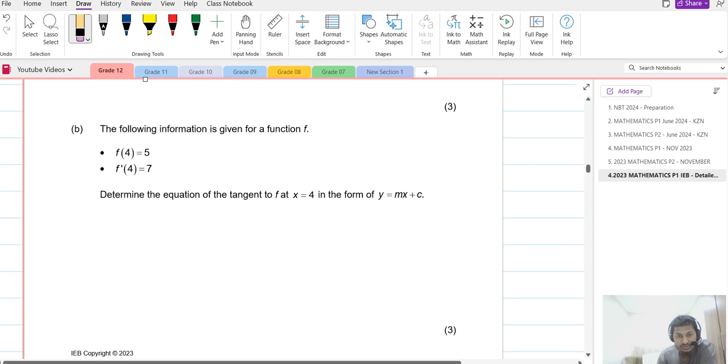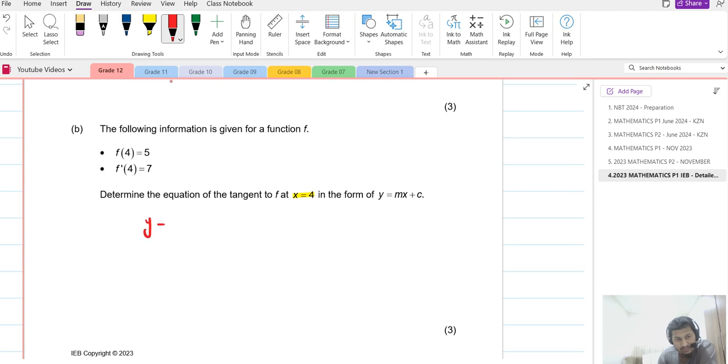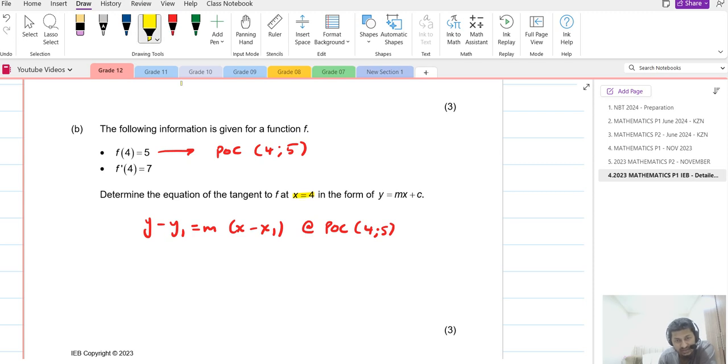because we are given x equals 4, right, to find the equation of the tangent line, first we need y minus y1 equals m into x minus x1. We already know that we have a point at 4 and 5, so at the point of contact, which is 4 and 5. Why are we choosing the 4? Because we want the tangent line at 4, so we got a point of contact. Now what's the gradient at 4?